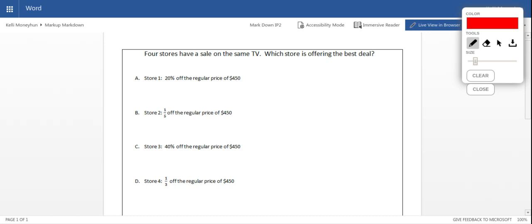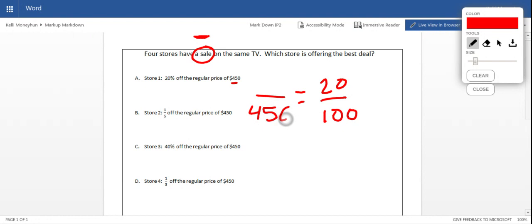So let's start. We have our proportion. Please remember that we are subtracting. Okay, so this is a sale, which means subtract. Let's just write that so we don't forget we're subtracting at the end. Okay, my percent always goes over our 100, so percent over 100. And then it says regular price of 450. That's my original. And we have X.